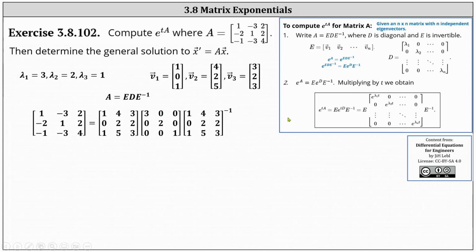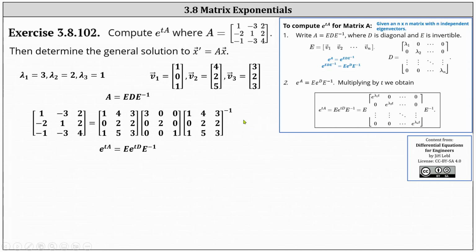Now that we have this equation, if we go back to our notes in blue, if we exponentiate both sides of the equation with the base of e, in our lesson, we proved that e to the power of E D E inverse is equal to E times the exponential e to the D times E inverse, which gives us the equation e to the A equals E times e to the D times E inverse. If we include a factor of t, we get the formula below that we use to determine the matrix exponential e to the power of tA. e to the tA is equal to E times e to the tD times E inverse.